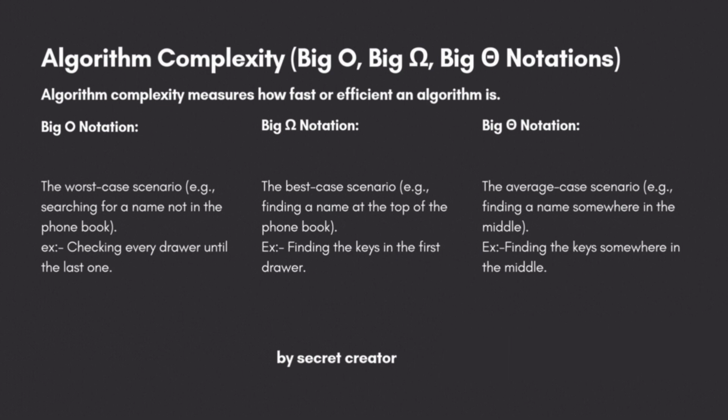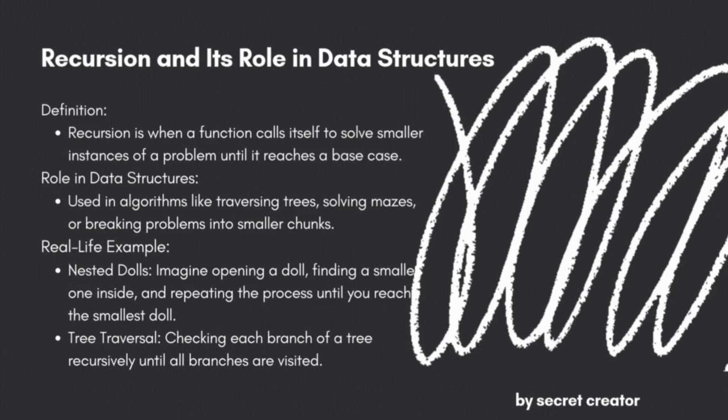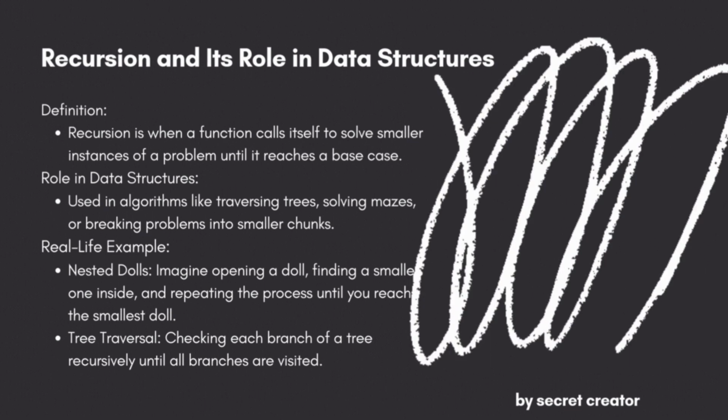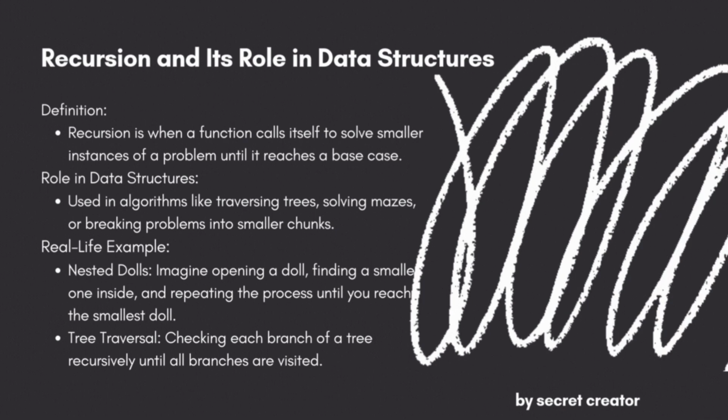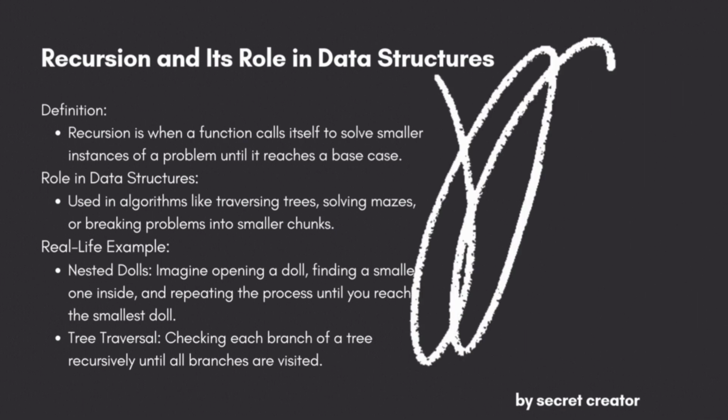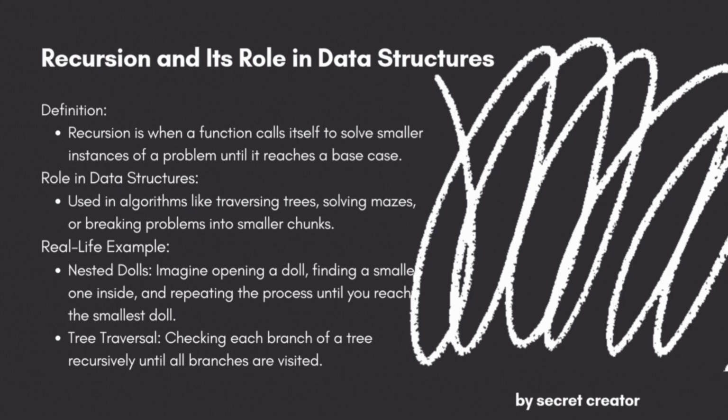one accordingly. Recursion and its role in data structures is when a function calls itself to solve smaller versions of a problem. It keeps doing this until it reaches a point where the problem can be solved easily, called the base case. Recursion is widely used in data structures for tasks like tree traversal or solving problems by breaking them into smaller parts. A real-life example of recursion is opening nested dolls.